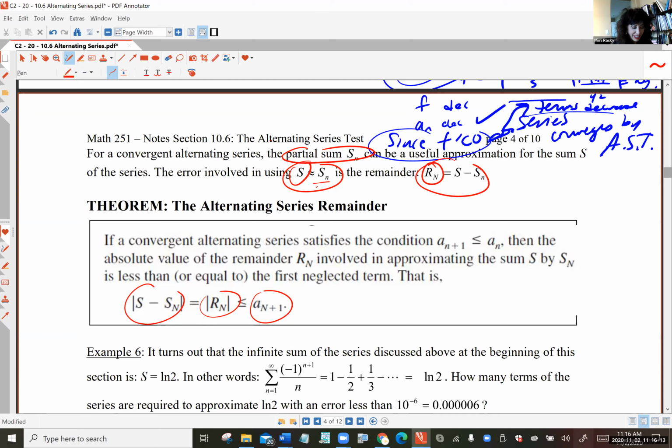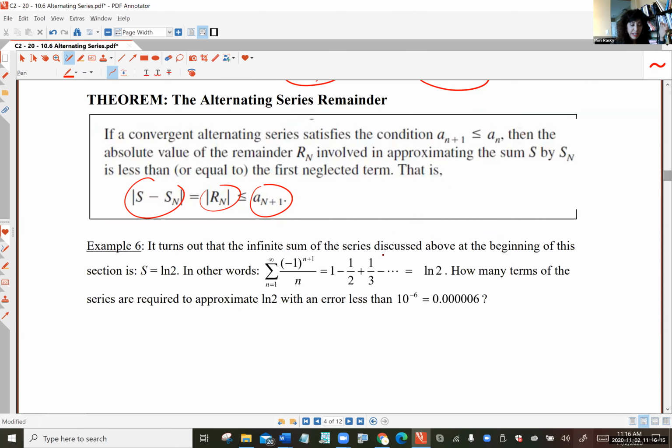So watch closely in this next example. It's kind of fun. And if you're an engineer, you care about this, because engineers are always concerned with approximations and how far off you are from the real deal.